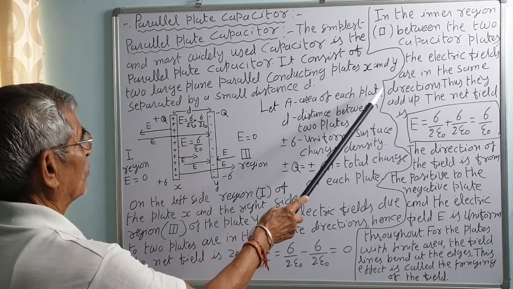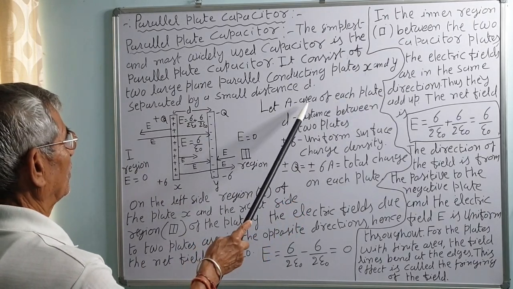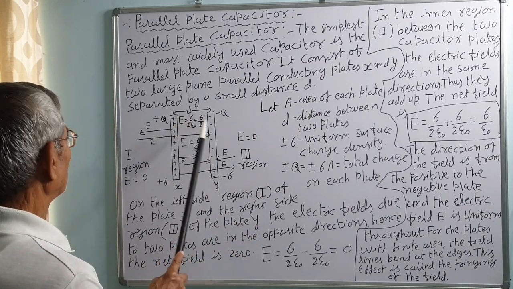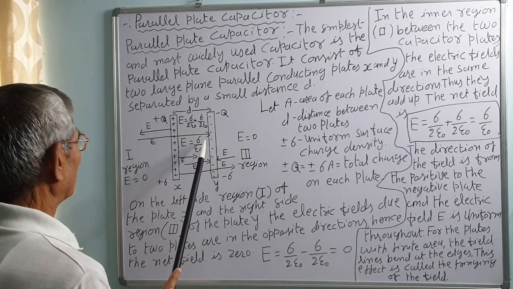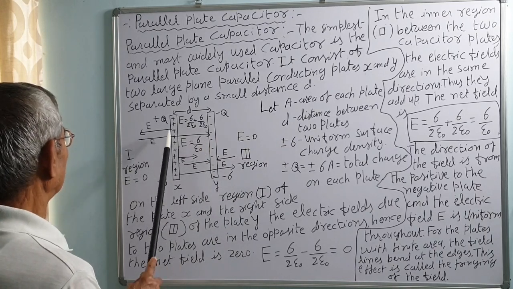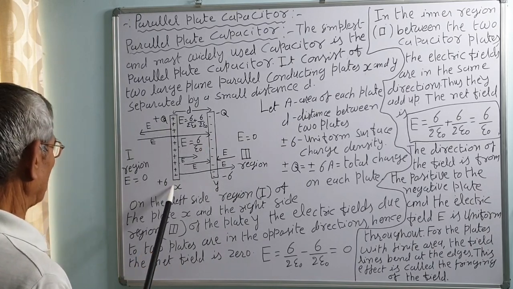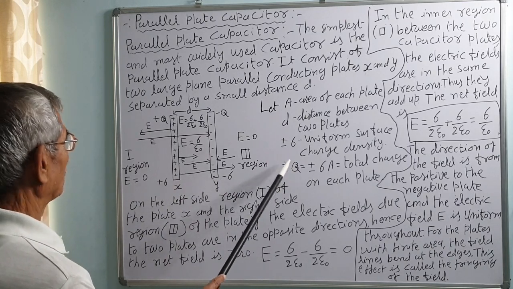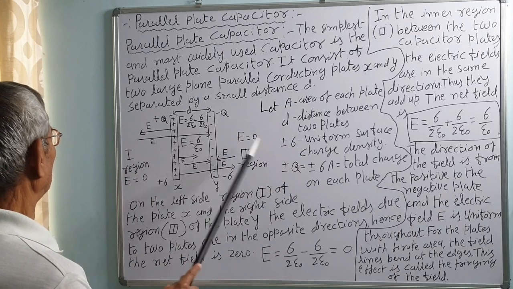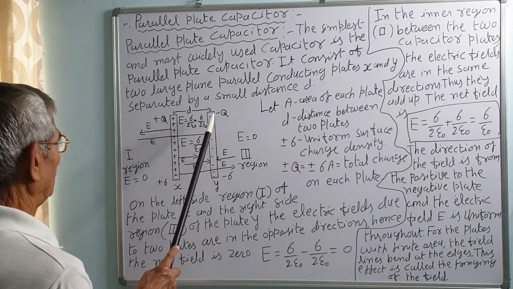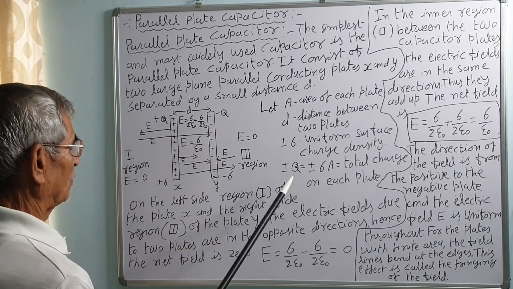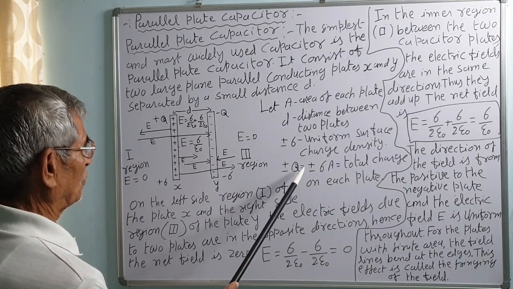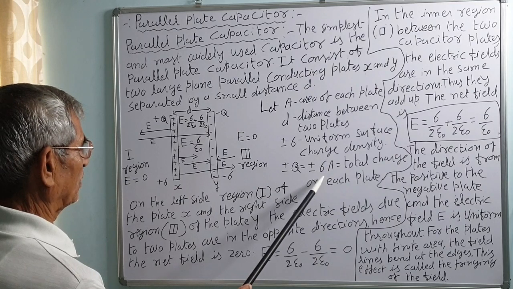Let A be the area of each plate, d be the distance between the two plates, and sigma be the charge density, plus or minus. For the X plate it is plus, for the Y plate it is minus. The charge on the plates is also plus or minus q: on the X plate it is plus q, and on the Y plate it is minus q. The charge plus or minus q is equal to plus or minus sigma into A, charge density into area.